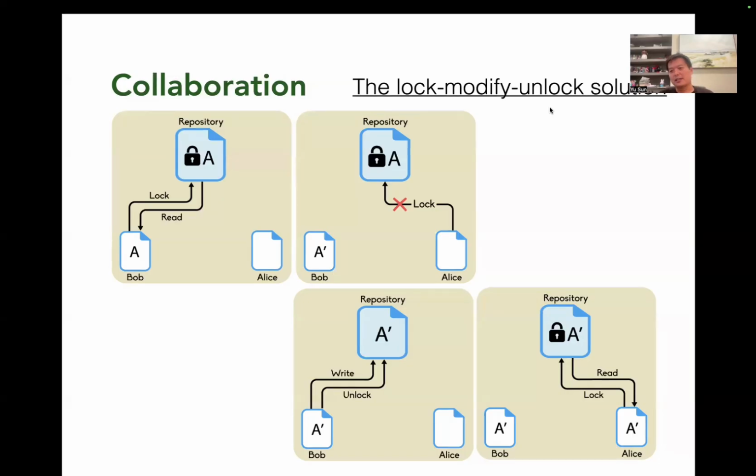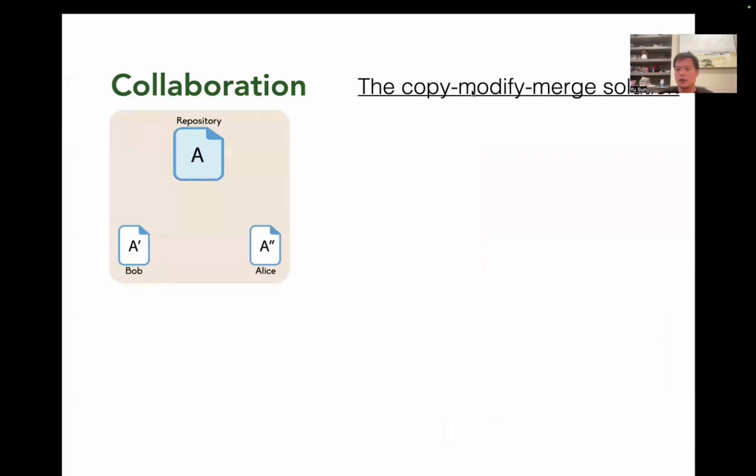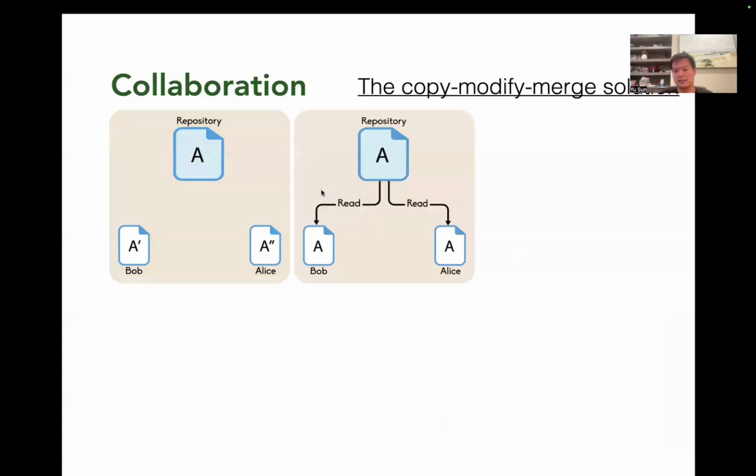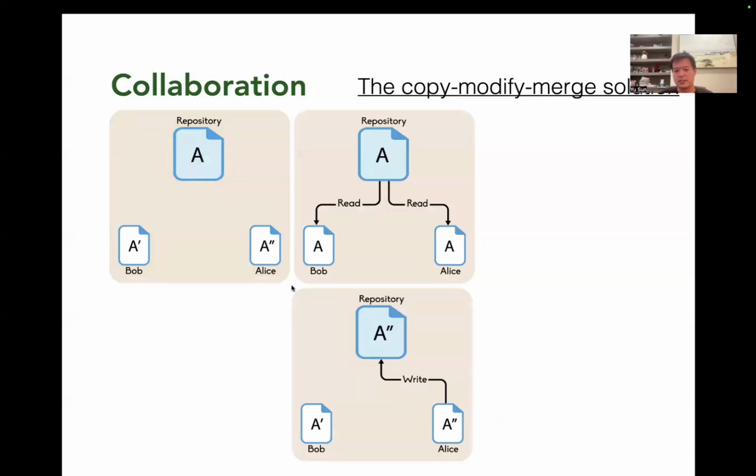Obviously, when you have that kind of large team managing the same code base, this is obviously not going to work. So we need a better, more efficient solution. The copy, modify, merge solution is basically what we use today. So you have a repository, and you want to make changes, that's fine. Just get a copy, don't do the lock because that's not going to work, right? So you read all of those, and then you start to make changes.